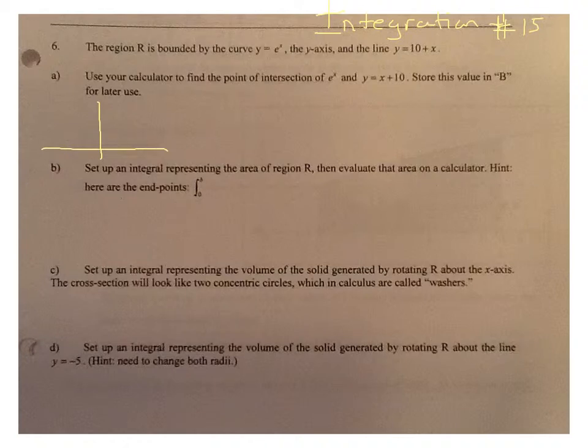As you know, e to the x is asymptotic to the x-axis and is an increasing function. The line 10 plus x would go through y equals 10 and have a slope of 1, and then it talks about having the other boundary be the y-axis. So we are looking at this area in here.